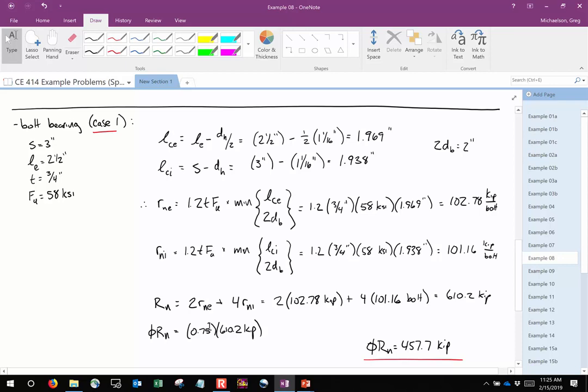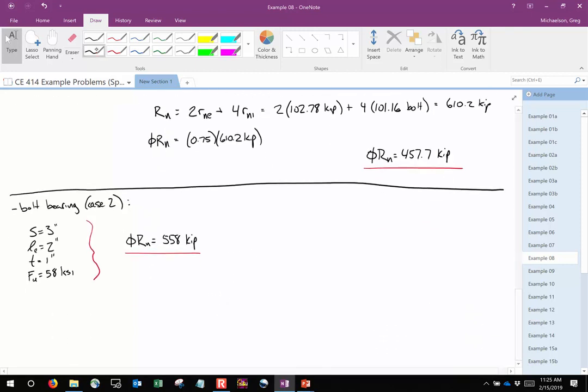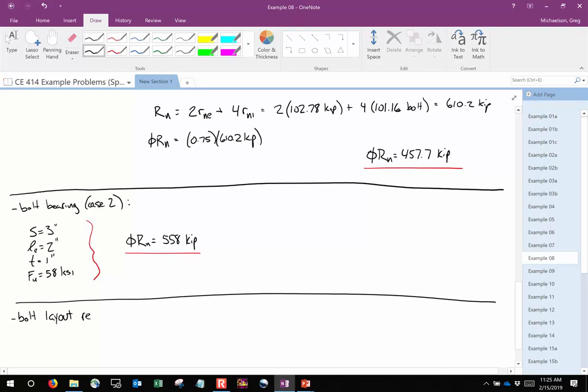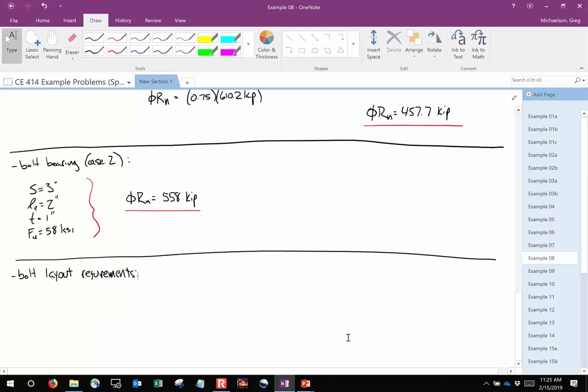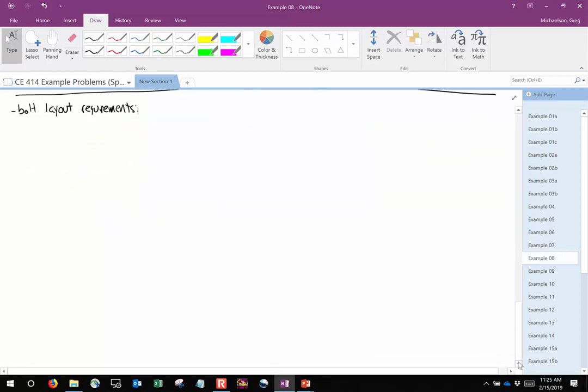Everybody good? Now, we're not quite finished, though, because I do want to evaluate one thing, and that's the spacing requirements, the bolt layout requirements. All right, let me scroll this down a bit. What do I mean by that? Let's look at S min and S max, and let's see what we can come up with.